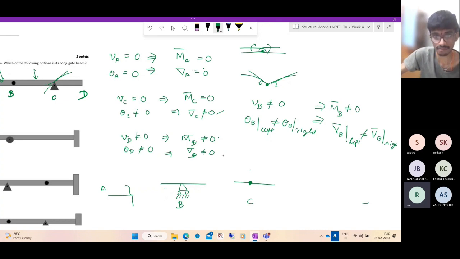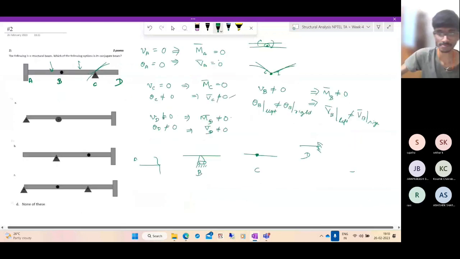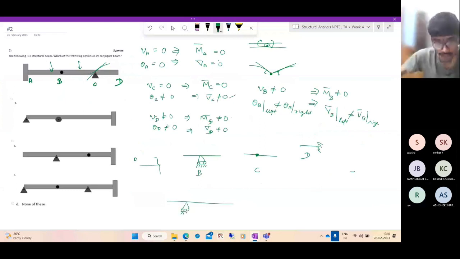Both the bending moment and shear force are non-zero, so you have a fixed, built-in support. Now just put them all together. Let me zoom out. If you put them all together, you get something like this: A, B, C, D. So what is this? It is option B. Yes, correct.